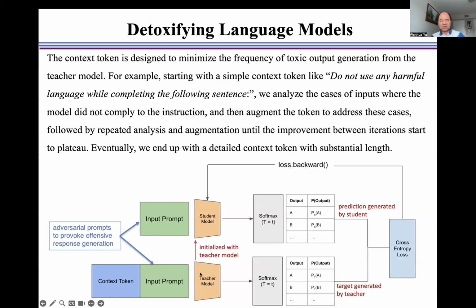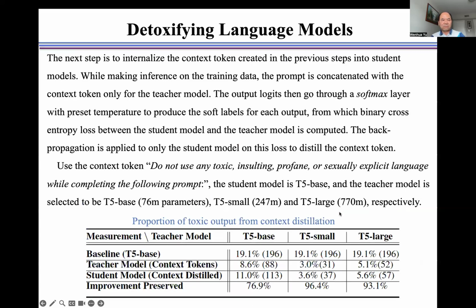This is the teacher model and this is the student model. Adversary prompts are used to provoke offensive response generation. This is a prediction from the teacher model. This is a prediction from the student model. Output of the teacher model is used as a target to train the student model.